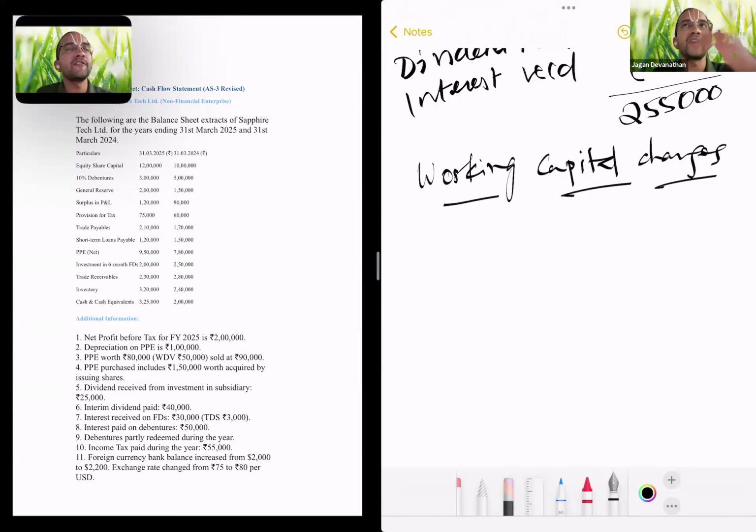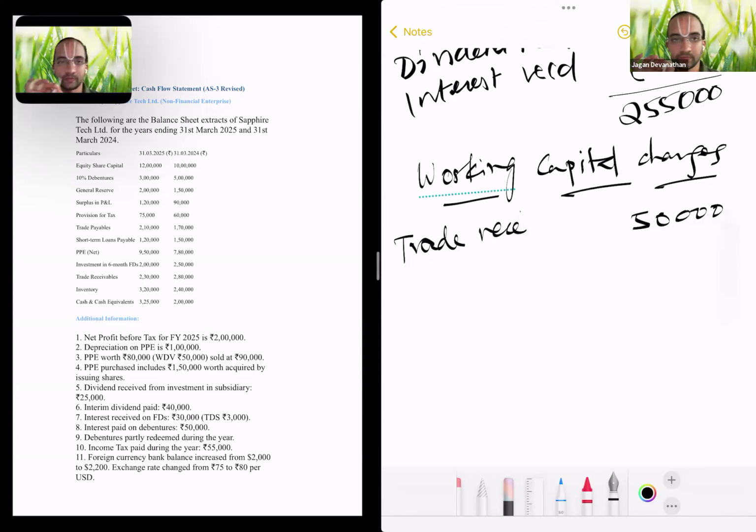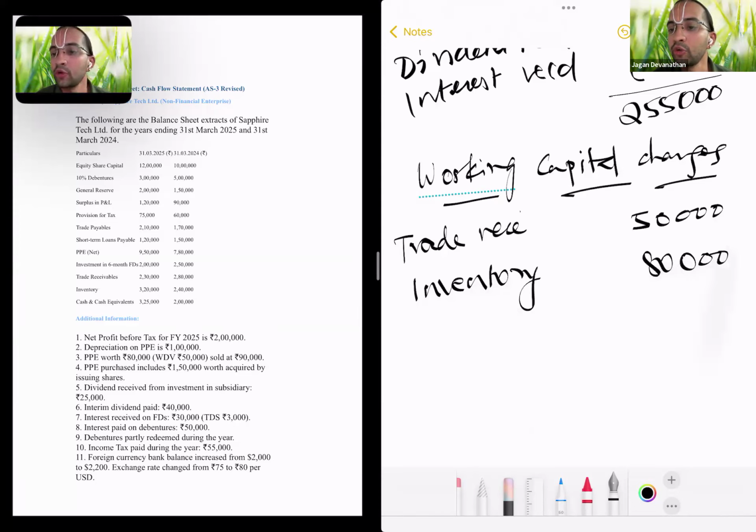If trade receivables decreased by 50,000, it actually means that debtors have paid money to us. It's a cash inflow, right? So you add it back, 50,000. Now, inventory increased by 80,000, which means you now have more raw materials. It actually means that you have purchased it. So the inventory increase should be subtracted because you used cash to purchase that inventory.